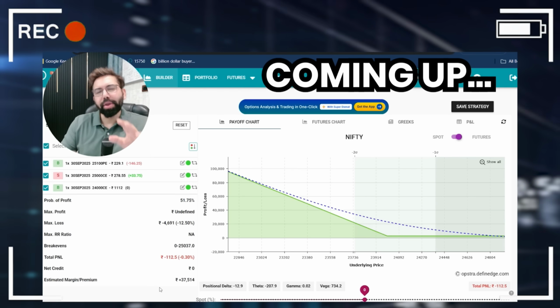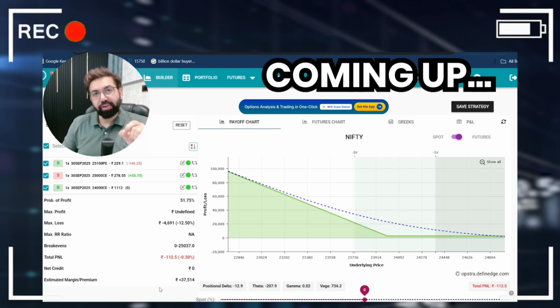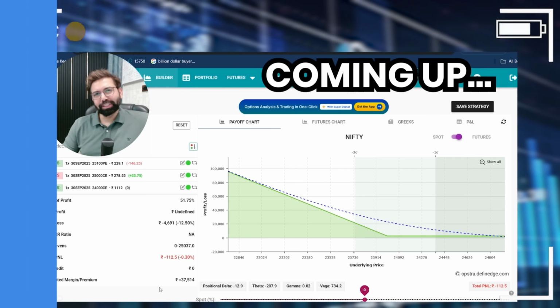I want you to compare both the strategies side by side. The difference is stark, and it comes from a little tweak in the strategy.